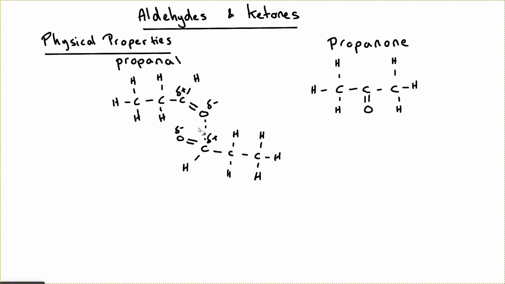Although this dipole-dipole force is stronger than the van der Waals forces in alkanes and alkenes, it is weaker than the hydrogen bonds that hold alcohol molecules together. So for example, ethanal, which would just have 2 carbons in, has got a much lower boiling point than ethanol, for example, which would be significantly higher. So there we are, differences in boiling points. Boiling points are going to be lower than equivalent or similar alcohols, but higher than alkanes and alkenes.